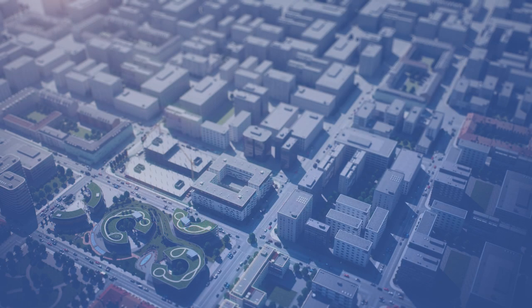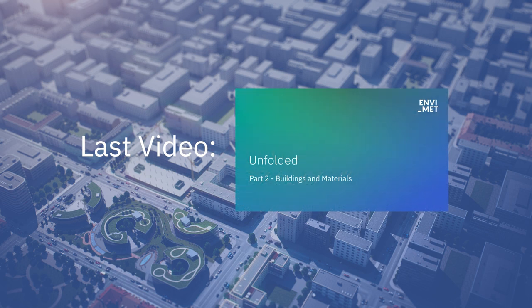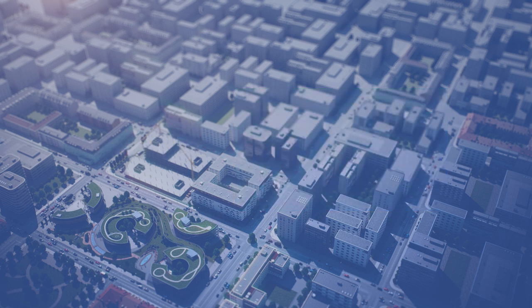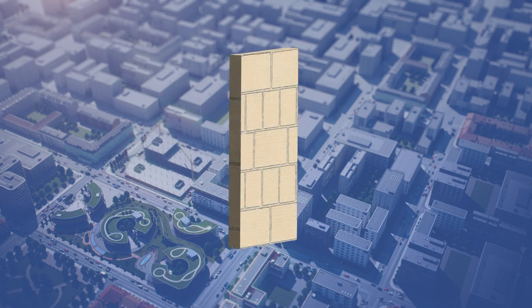Welcome to the third video of the ENVI-met Unfolded series, a complete guide to the ENVI-met software. In the last video, we talked about materials and all of the parameters that define them. We also created a material we can now use in our model area. In this video, we will use different materials together to create walls.